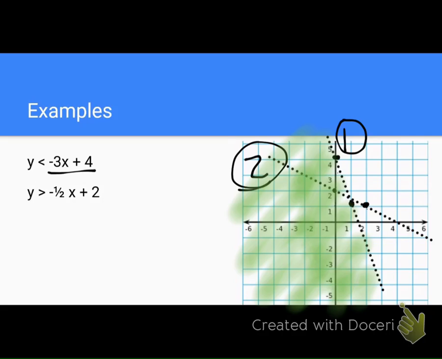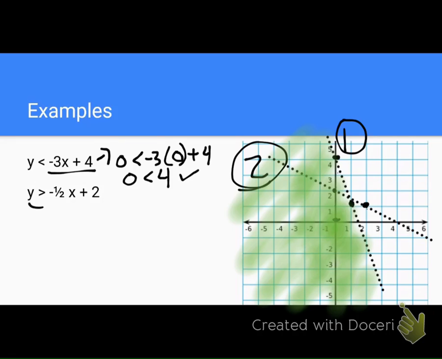I can also check by plugging in a test point. An easy test point to use is the origin, which is (0, 0). I can check, if I plug in 0 for y and 0 for x, do I get a statement that's true? This comes out to 0 is less than 4, which is always true. So I want to make sure that when I'm shading, I include (0, 0) in my shaded region.